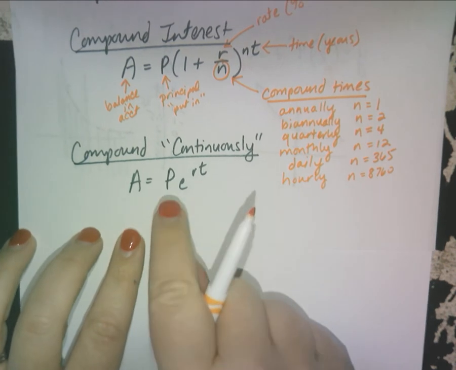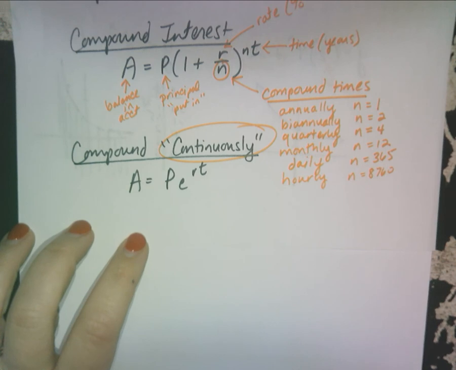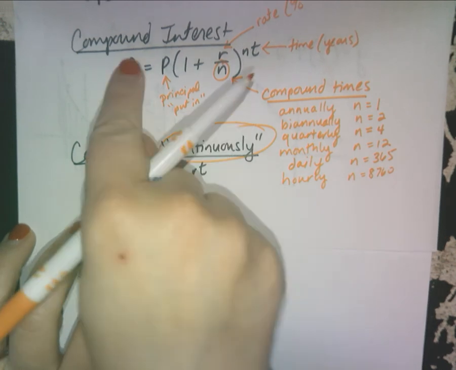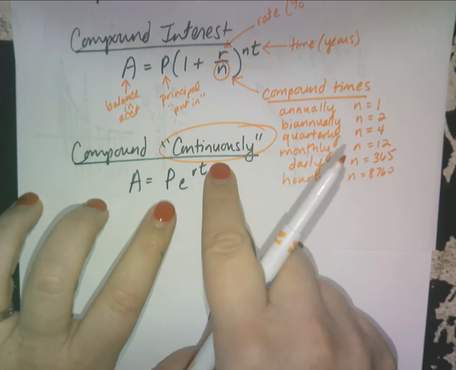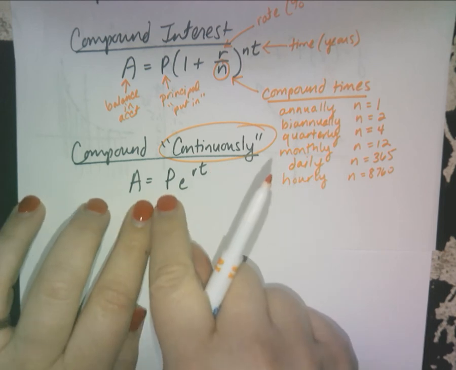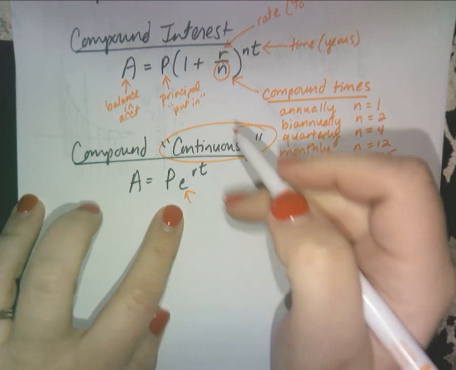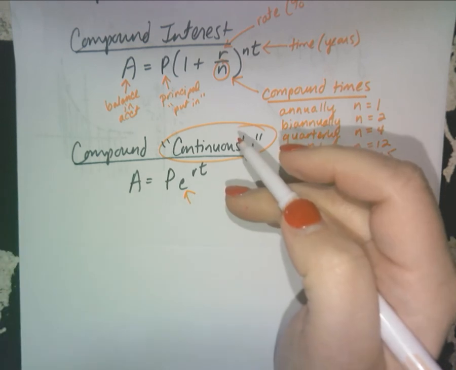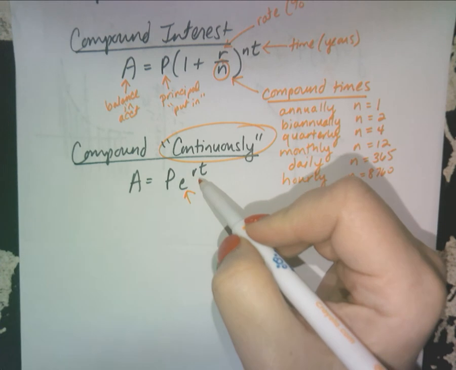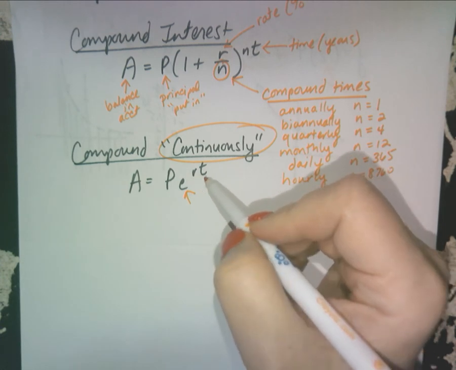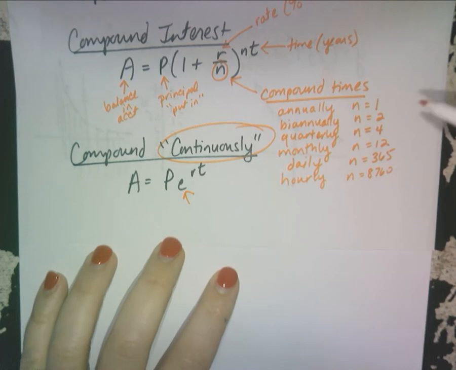You only use A equals P E R T if it uses this phrase right here, continuously. That's the only time you do not use this one. You use this one. Okay. If it says continuous, your P is still principal, same thing. This E is the magical number in your calculator that I just showed you, right? 2.718. What do you think that R is? The rate. They're going to give you a rate. T, time, still going to be the same. You just don't have to deal with this N stuff anymore, okay?